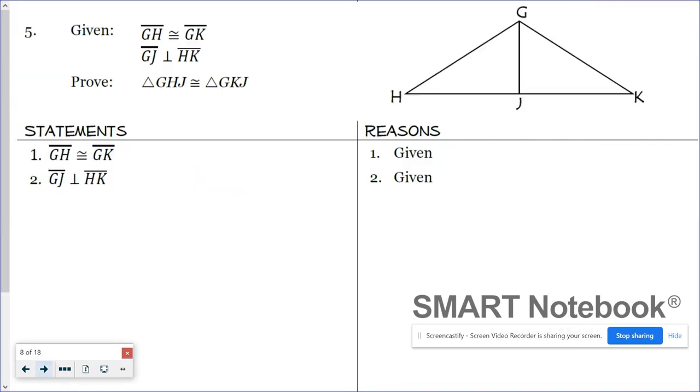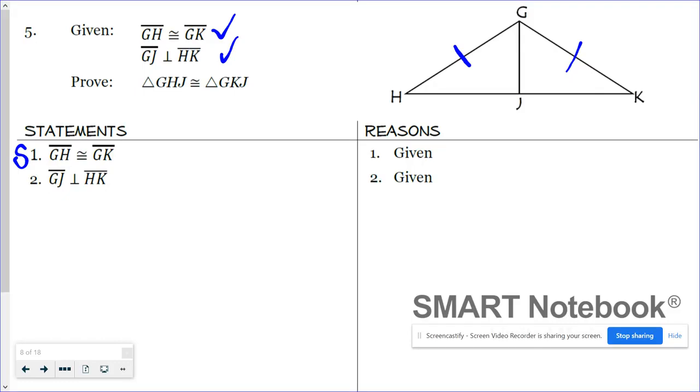Okay, let's try another one. So once again, I'm going to write down my givens one at a time. If it's a congruence, I'm going to mark my diagram, paying attention to congruent angles and sides of my 2 triangles. So I'm given that segment GH is congruent to GK, so I mark my diagram, and I realize that I have a pair of congruent sides.